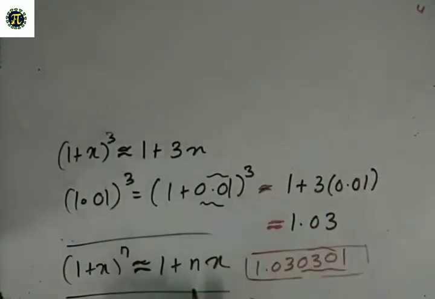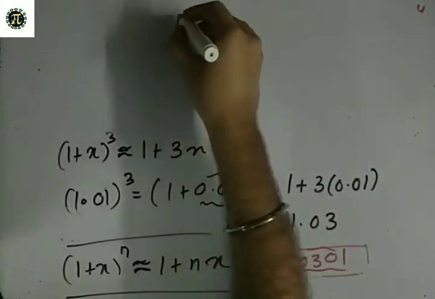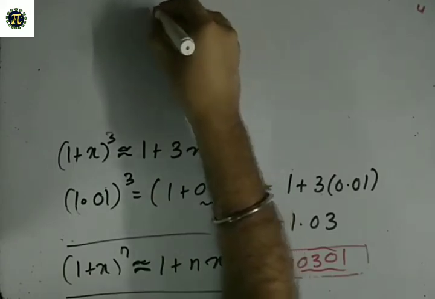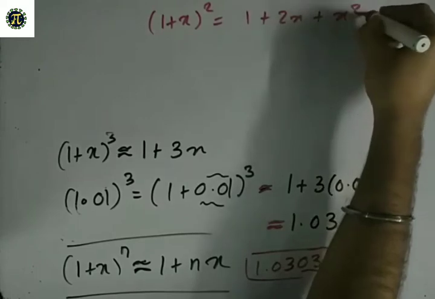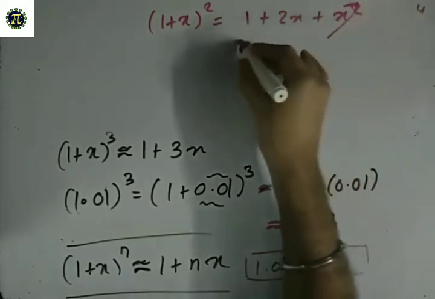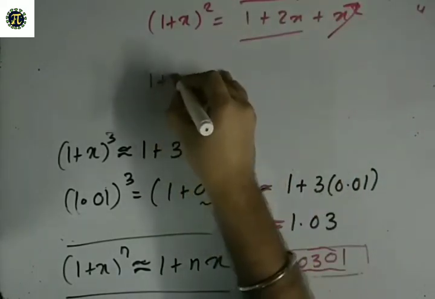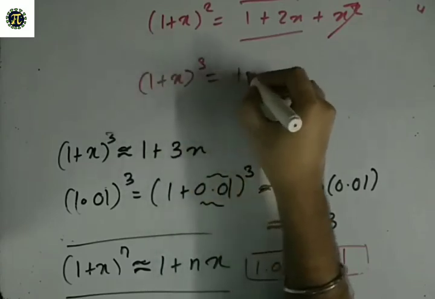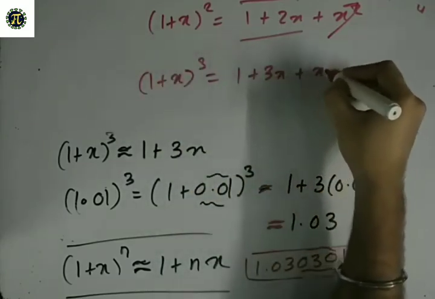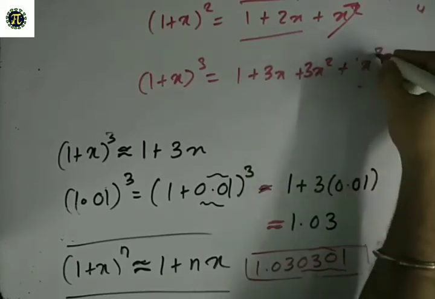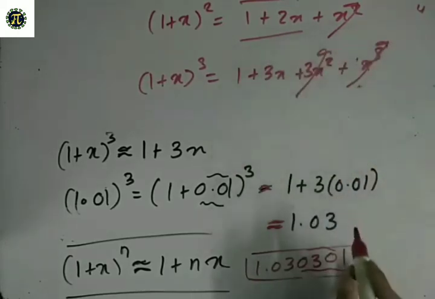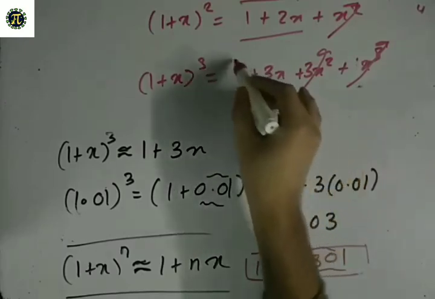But now let's talk about why it is 1 plus nx. In all of the expansions, we should see 1 plus x whole square. So it is 1 plus 2x plus x square. So x square is the term that is neglected, right? So it is 1 plus 2x. 1 plus x whole cube is 1 plus 3x plus 3x square plus x cube. So these two terms are what we are neglecting. These are very, very small. So this is 1 plus 3x, right?